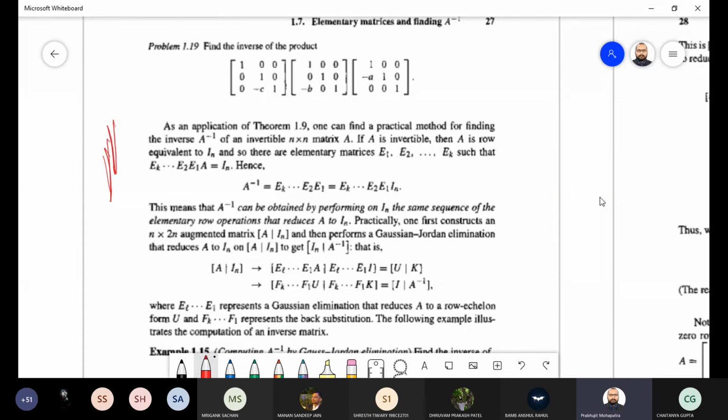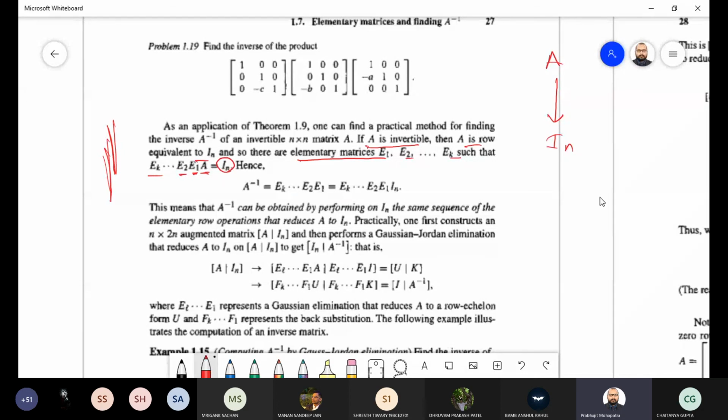That is our target of this section. Okay, so if A is invertible, means A is having an inverse, then A is row equivalent to the identity matrix, because from A we can get the identity matrix I_n. So there are elementary matrices E1, E2, up to Ek such that if you are multiplying A with E1, E2 up to Ek, you are going to get the identity matrix.